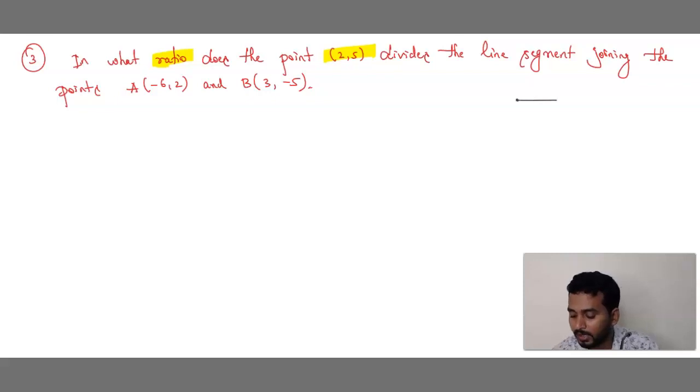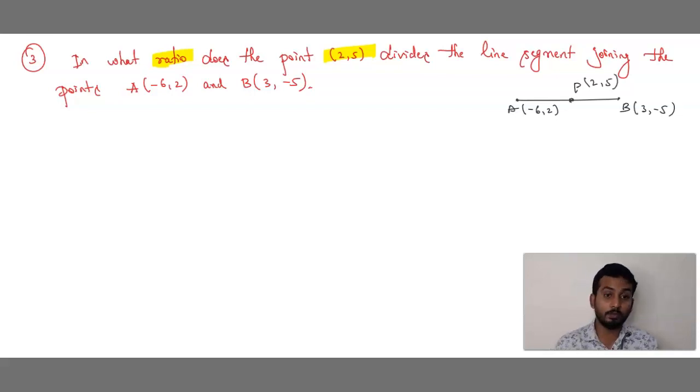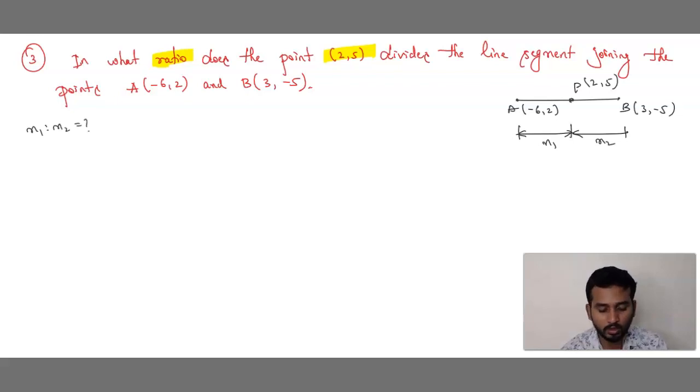Look, what is it asking in the question? So this is A and this is B. What are the coordinates of A? Minus 6 comma 2. Coordinates of B? 3 comma minus 5. This AB is being divided by the point P of 2 comma 5. Now here he has given the P coordinate. Now he is asking in what ratio P is dividing AB. It means how much is m1 and how much is m2. He is asking us to find m1 is to m2. In what ratio means we should find the m1 is to m2 value.